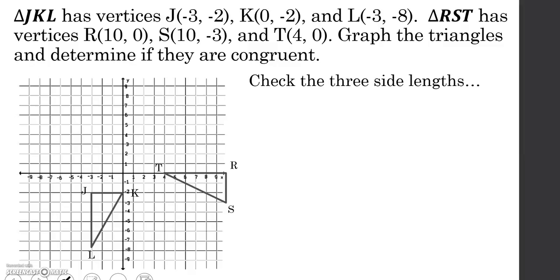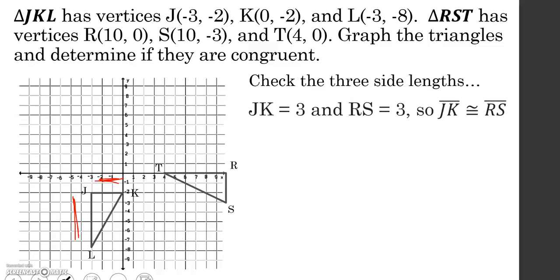So I'm identifying the two triangles, JKL and their vertices, and the triangle RST and their vertices. So I went through and I plotted those points on the graph. And so now from here, I want to verify, are these triangles actually the same length? And so what we can do is use the distance formula. When we have the horizontal or vertical lines, like the ones that are up and down this way and this way, we can just count and that's fine, but you could also use the distance formula.